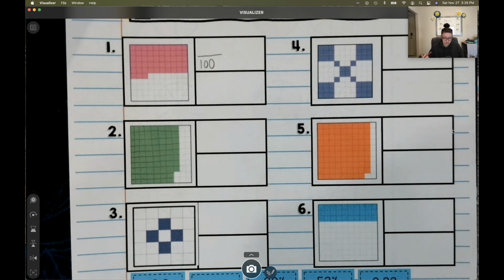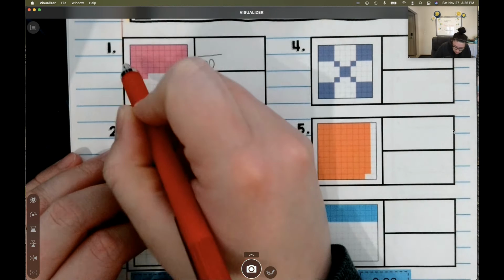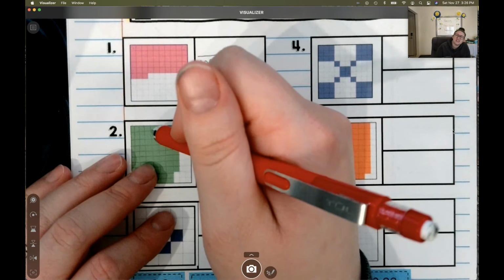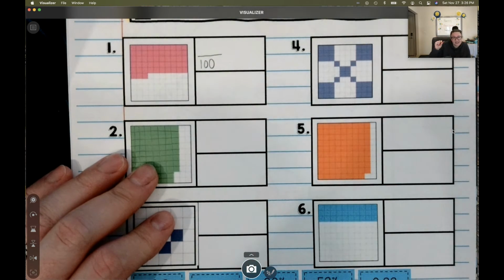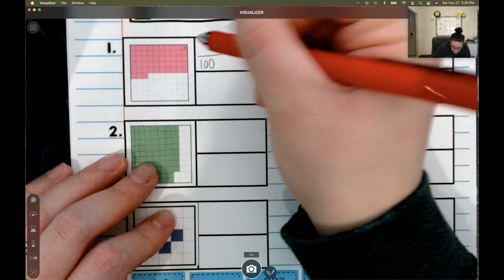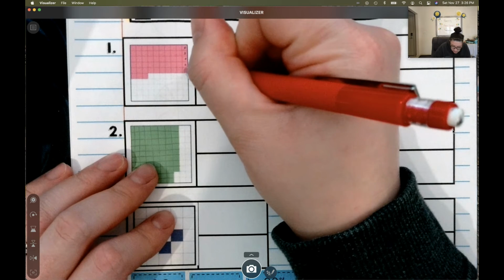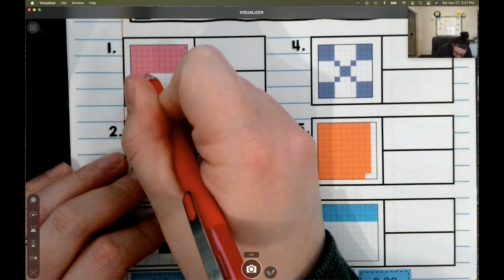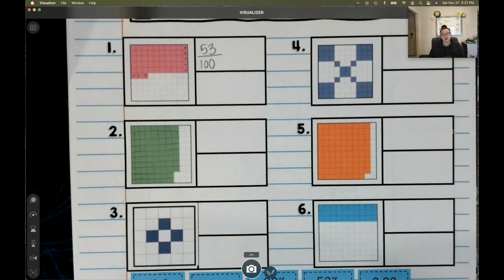We can count. I can go 1, 2, 3, 4, 5, 6, 7, 8, 9, 10, 11, 12, 13, 14, 15, 16, 17, 18, 19, 20. That's a lot of counting and I'm only at 20. How much was each line again? 10 in each line. So I can count 10, 20, 30, 40, 50, 51, 52, 53. So in this section, we have 53 blocks that are pink out of 100.